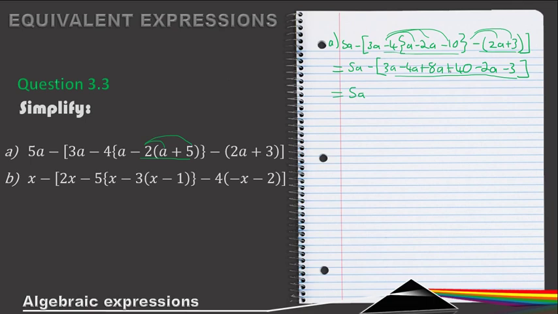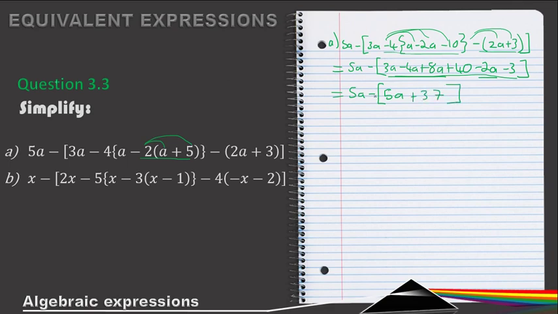So all my a's are basically these ones and that one. So 3 minus 4 is minus 1, plus 8 is plus 7, minus 2 is plus 5. And then 40 minus 3 gives me 37.